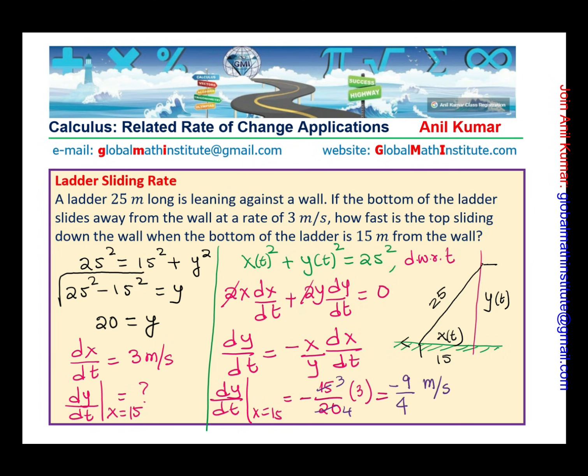Is that clear to you? Perfect. So the steps involved are: write down the initial given conditions and then write an equation, differentiate with respect to time, substitute the values and get the answer. So I hope that is absolutely clear.